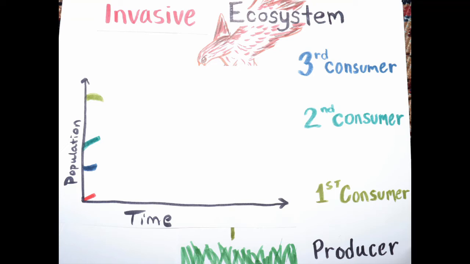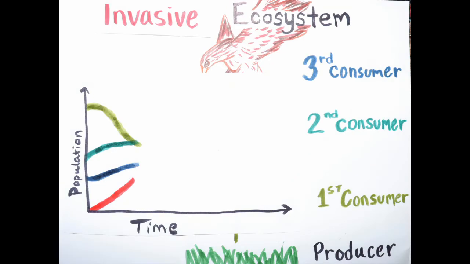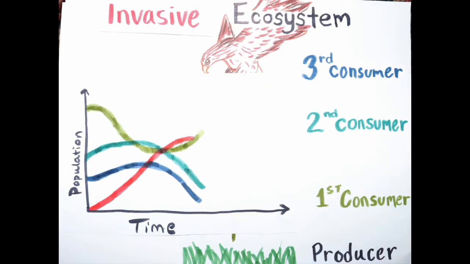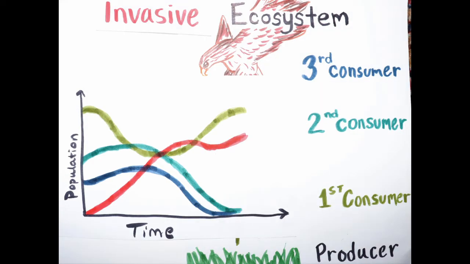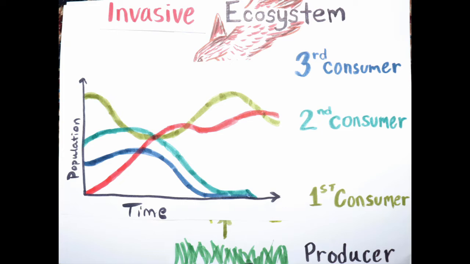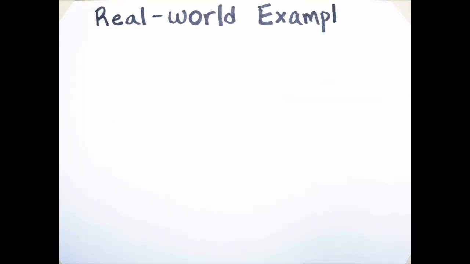Let's take a look at how the populations change now that an invasive species was introduced. The frog eats all the grasshoppers, leaving no food for the shrews. When the shrew population decreases, the hawk population decreases, and the ecosystem has been devastated by this invasive species. There are many real-world examples of this happening.